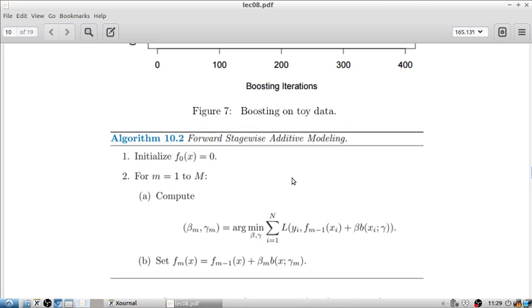Okay, so this is the algorithm. What is the algorithm saying? It also has m steps, just like Adaboost, with m going from 1 to M. I'm going to describe what this is. It's saying compute an additive loss.